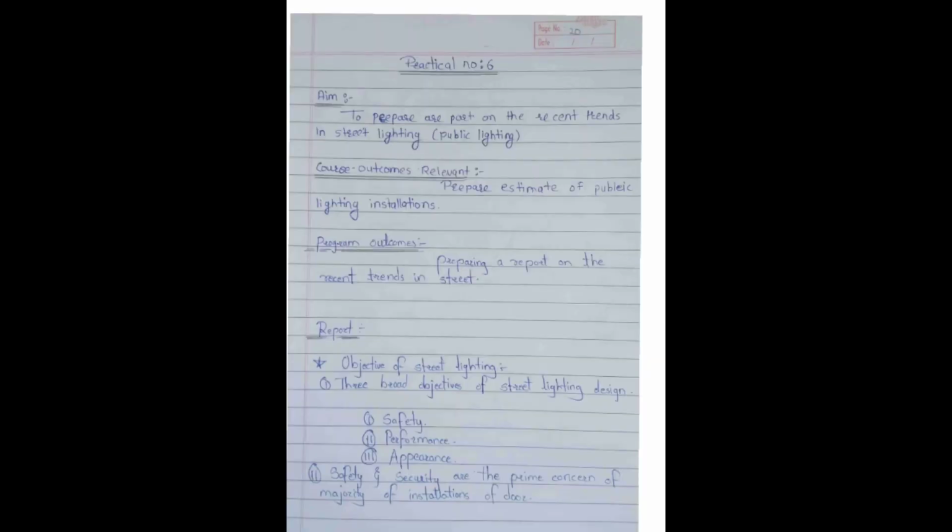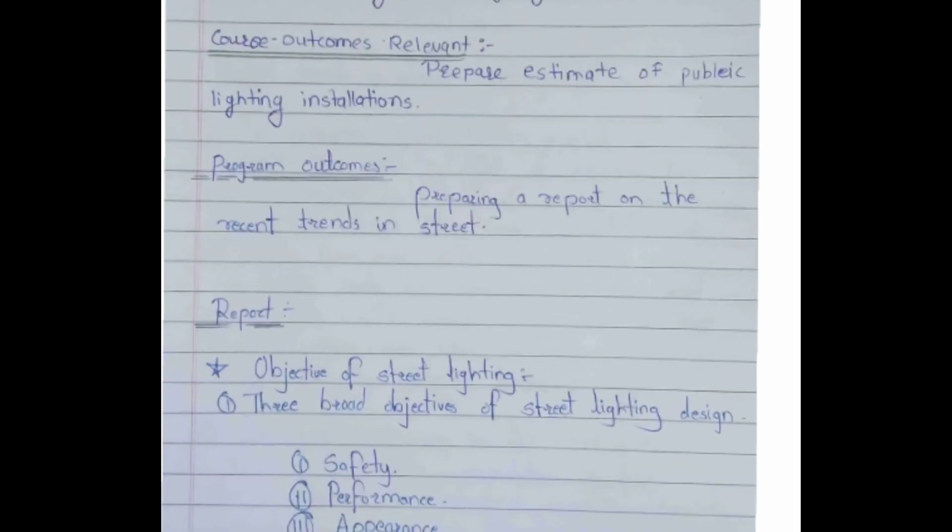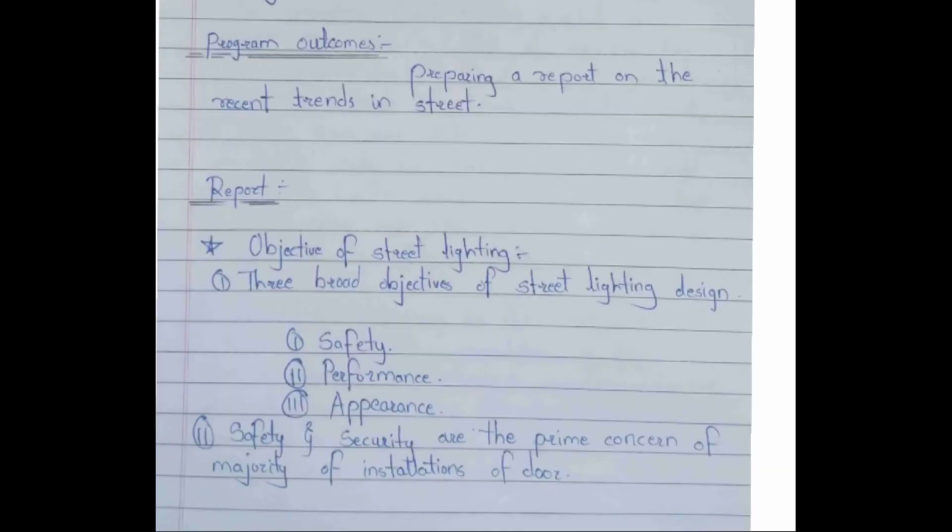Next is practical number 6. To prepare a report on the recent trends in street lighting, that is public lighting. This is the aim of practical number 6. After the aim come the course outcomes, that is COs, POs and then the report. Objectives of street lighting: three broad objectives of street lighting design are safety, performance and appearance. Safety and security are the prime concern of the majority of installations outdoors.